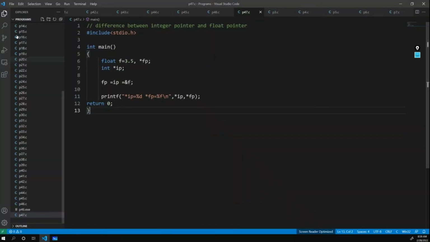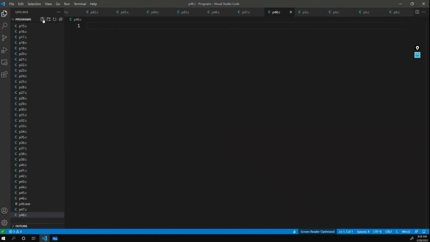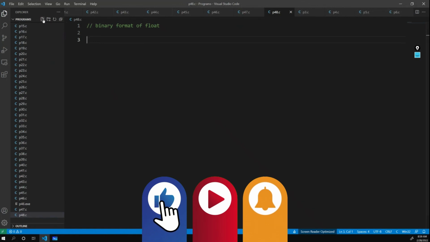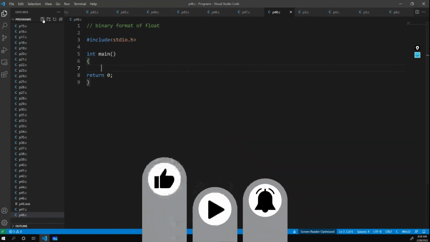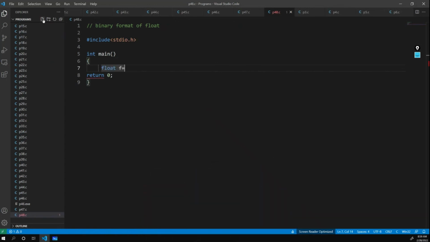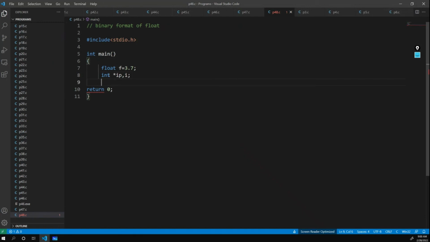So I will quickly do one more, p48.c. Binary format of float. So how to print the binary format of float? I'll write down the code. Float f is equal to 3.7. Then I will take one integer pointer and one variable i. The integer pointer ip is equal to the address of f. So I have the address of f.